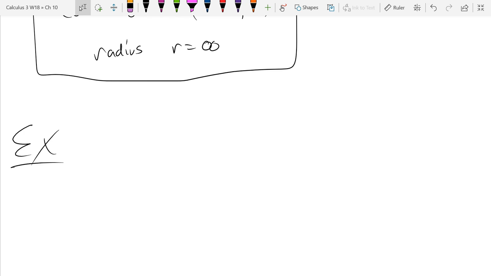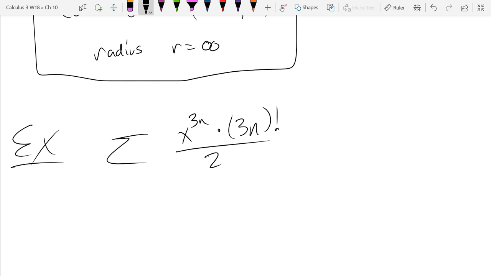Let's do summation... let's get crazy. x to the 3n times 3n factorial divided by 2n factorial.